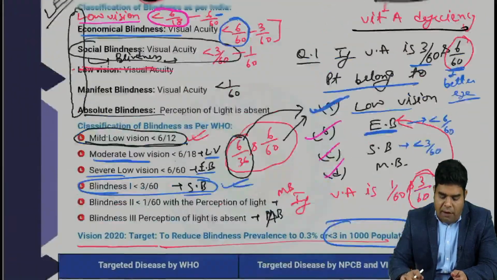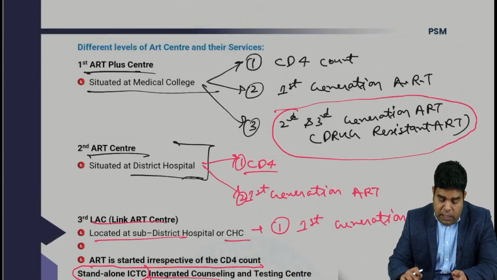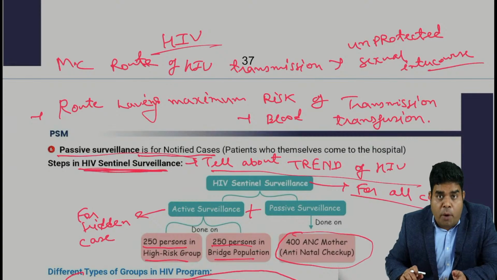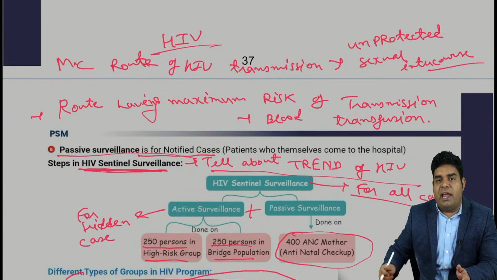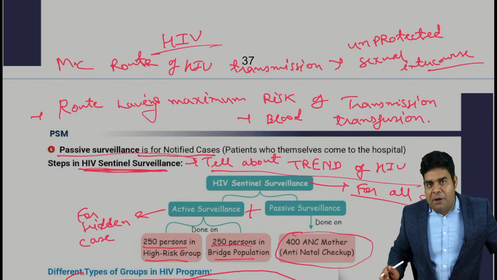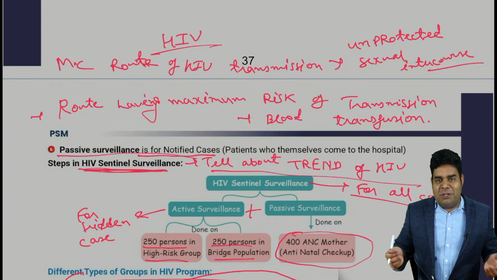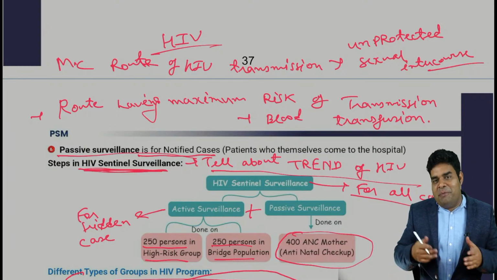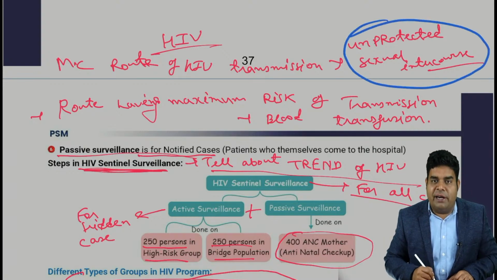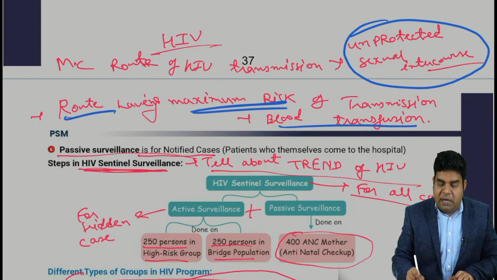Now, after the eye program, let's have a look at the HIV program. First thing is, what is the most common route of HIV transmission? As soon as I ask, most of the students answer blood transfusion. Then some answer sex. Which thing will you do most commonly in your life? Sex or blood transfusion? Of course, blood transfusion you will not do many times, but sex you can do thousands of times. So the most common will be unprotected sexual intercourse. But if they ask the route with maximum risk, then the answer is blood transfusion.